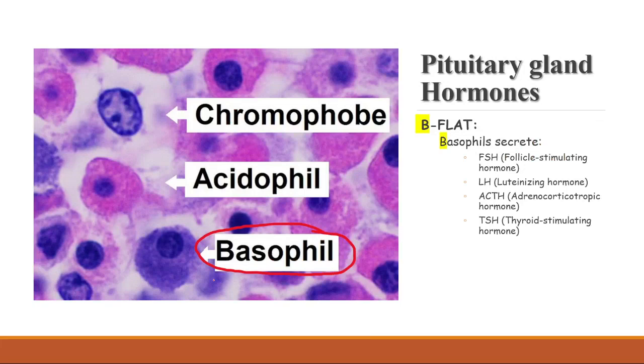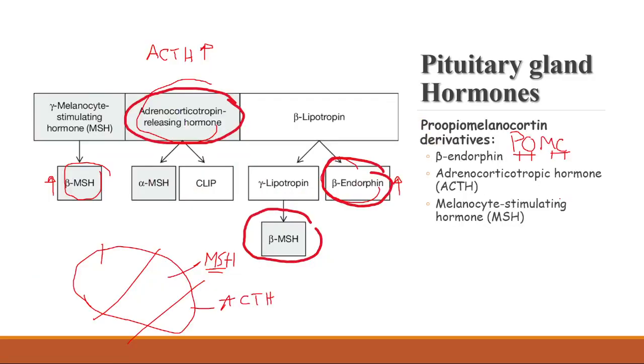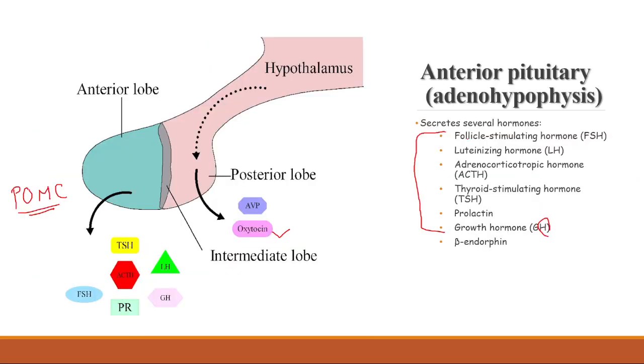Okay. All right. So there are lots of different cells in the anterior pituitary. In fact, for every single one of these hormones, there is a specific cell that secretes it.